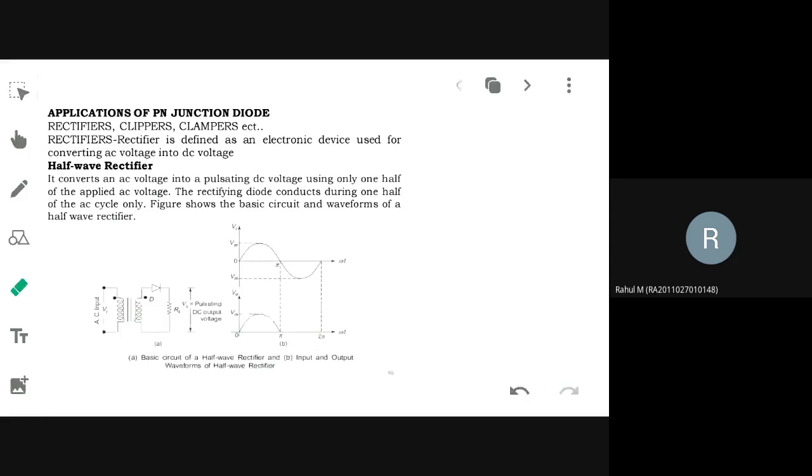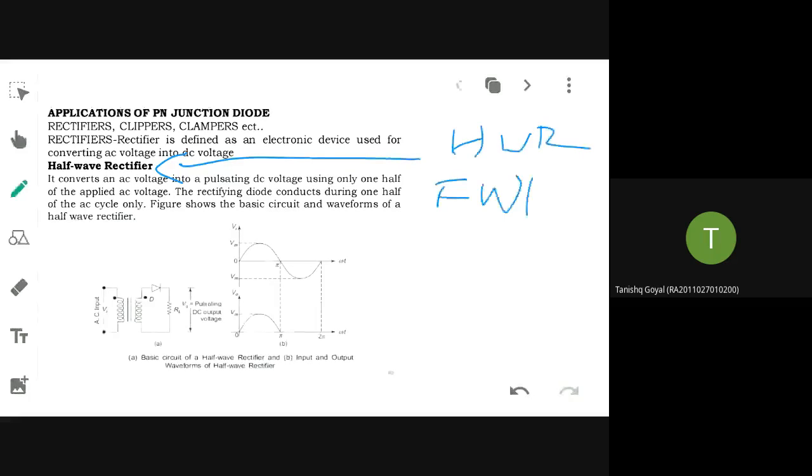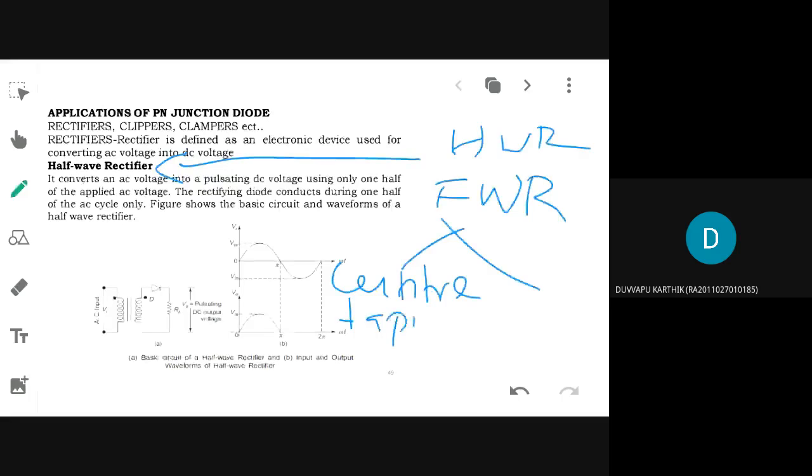The other applications are clippers and clampers that we are going to discuss in today's class. Now under rectification, so many categories are there. What are the different types of rectifiers? HWR, that is half wave rectifier. Full wave rectifier is of two types. One is center tapped and the other one is bridge. So both are going to be discussed today.